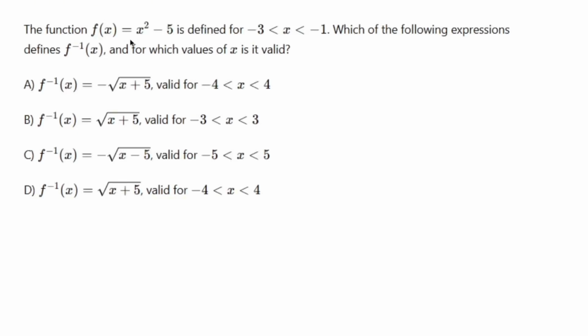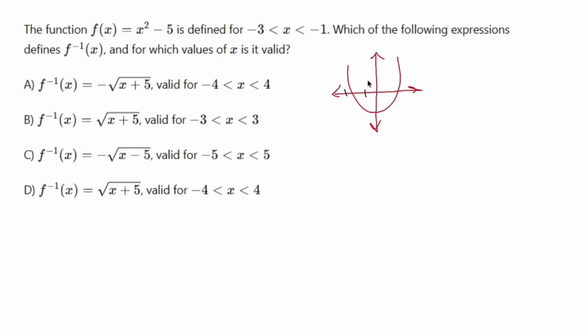The function f of x equals x squared minus 5 is defined for negative 3 less than x less than negative 1. So you live on the interval negative 3 to negative 1. Now, just for funsies, this is what it's going to look like. X squared minus 5 is going to live down here. We only care about the part that lives in between here and here. So, I don't know, like here and here we'll say. We only care about that part.